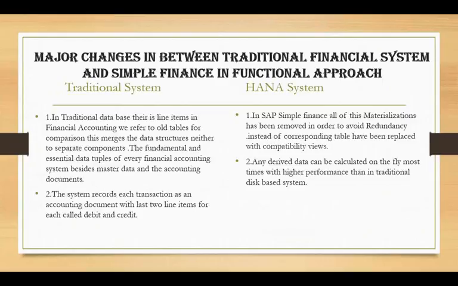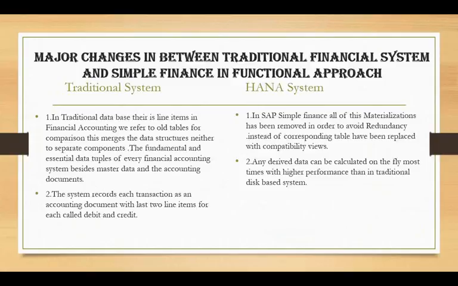Then if you come to the functional approach, this we can easily understand. Everyone can easily understand the major changes between the traditional financial system and the simple financial system in the functional approach. In a traditional database, the line items in financial accounting refer to old tables. That means, as I already told you, there are some tables. For comparison, these merge the data structure into separate components, the fundamental and essential data triple of every financial accounting system besides the master data and accounting documents. That means it will increase the time interval to post the transaction.